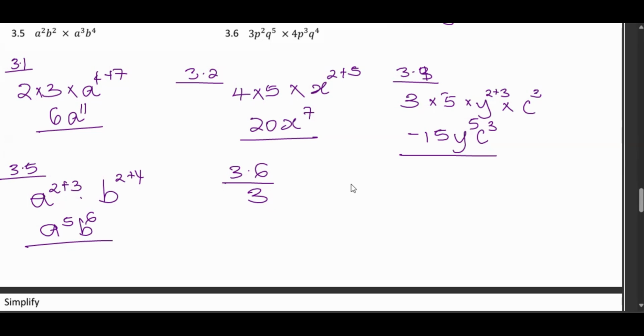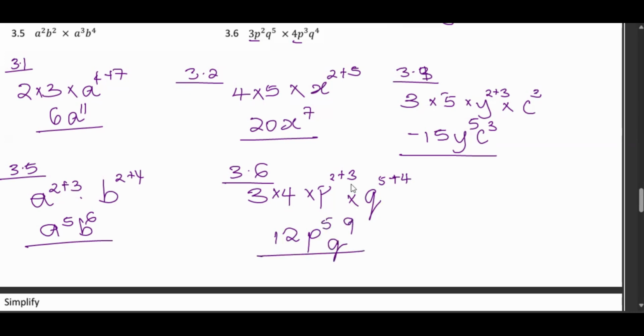So what we do, numbers multiply each other, which is 3 times 4. Then we have times p, because we have a p here to the power 2 and another p here to the power 3. We shall add the powers, the p remains. Then times, what do I multiply? I'm looking at q to the power 5 plus 4. So in other words, here I have 12 p to the power 5 and q to the power 9. This marks the end of our question.